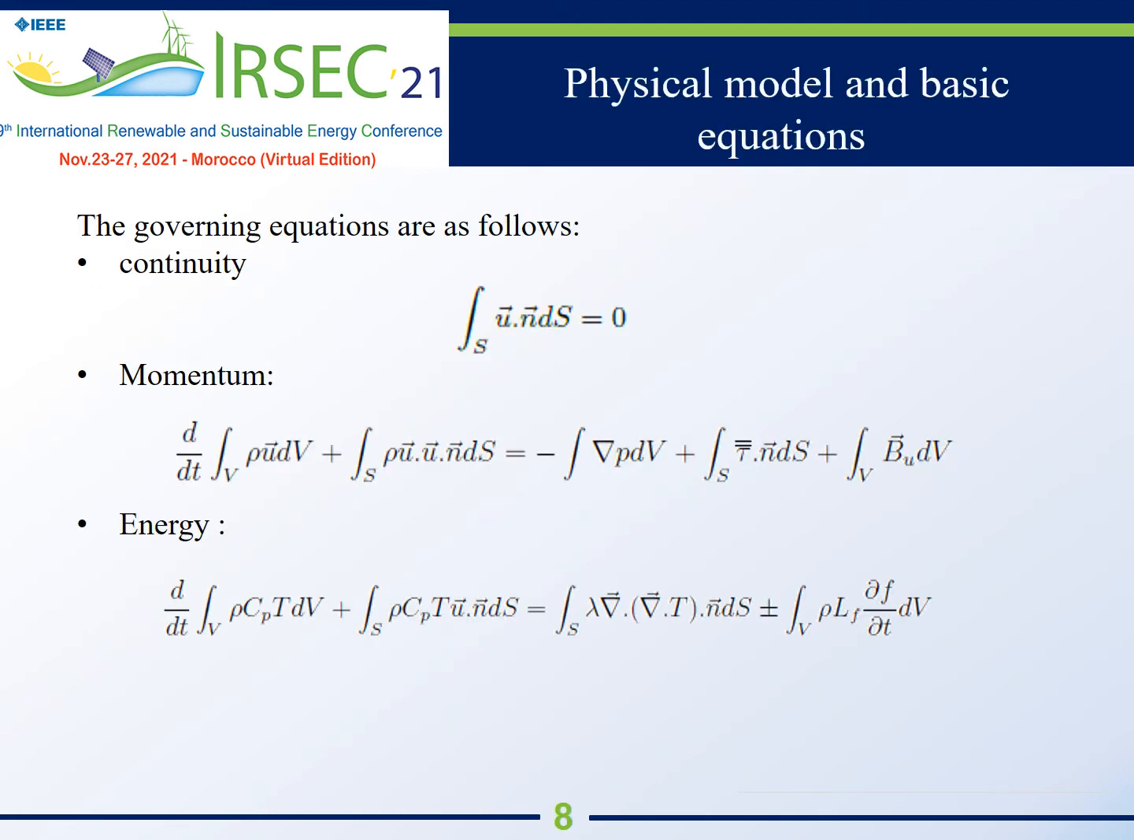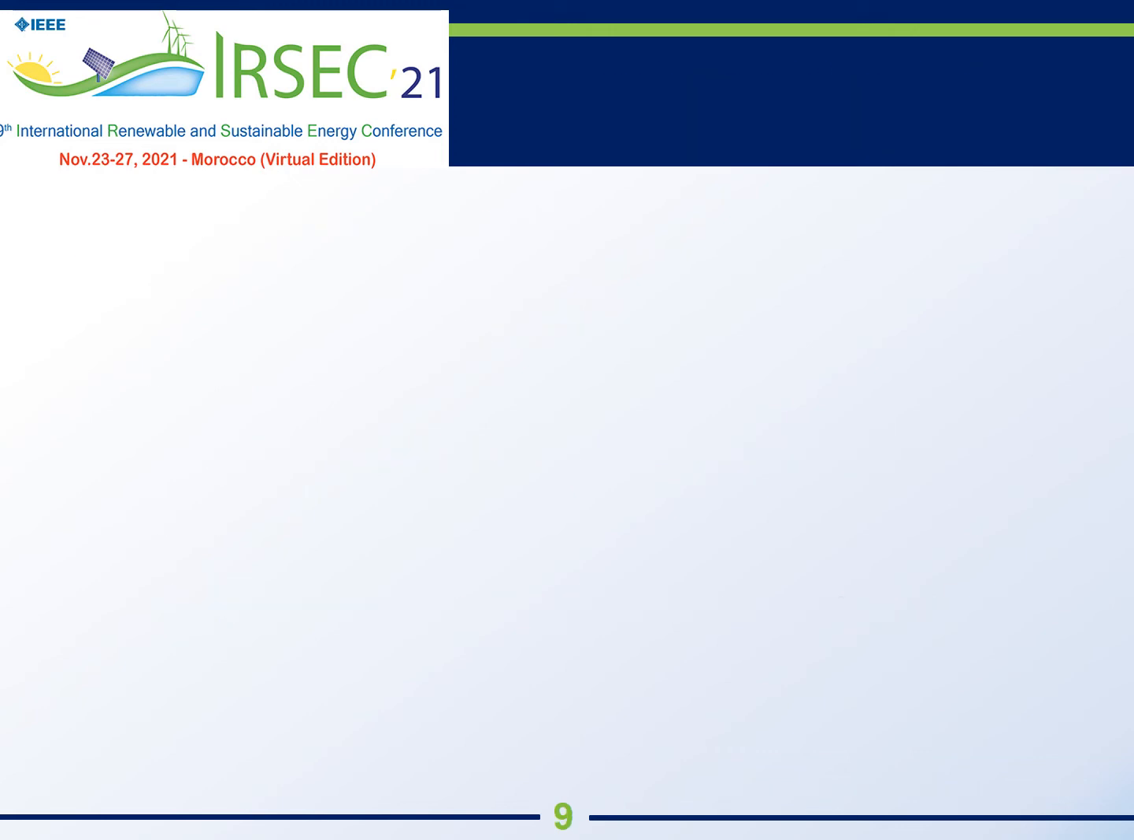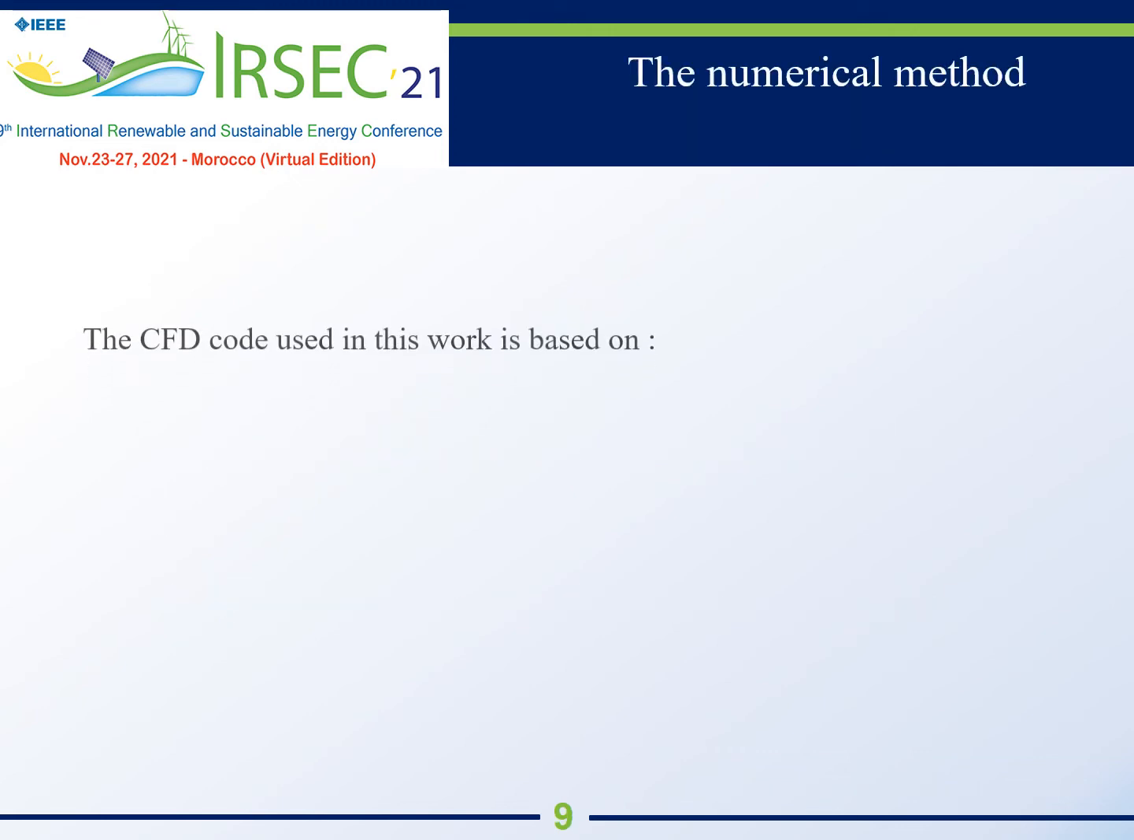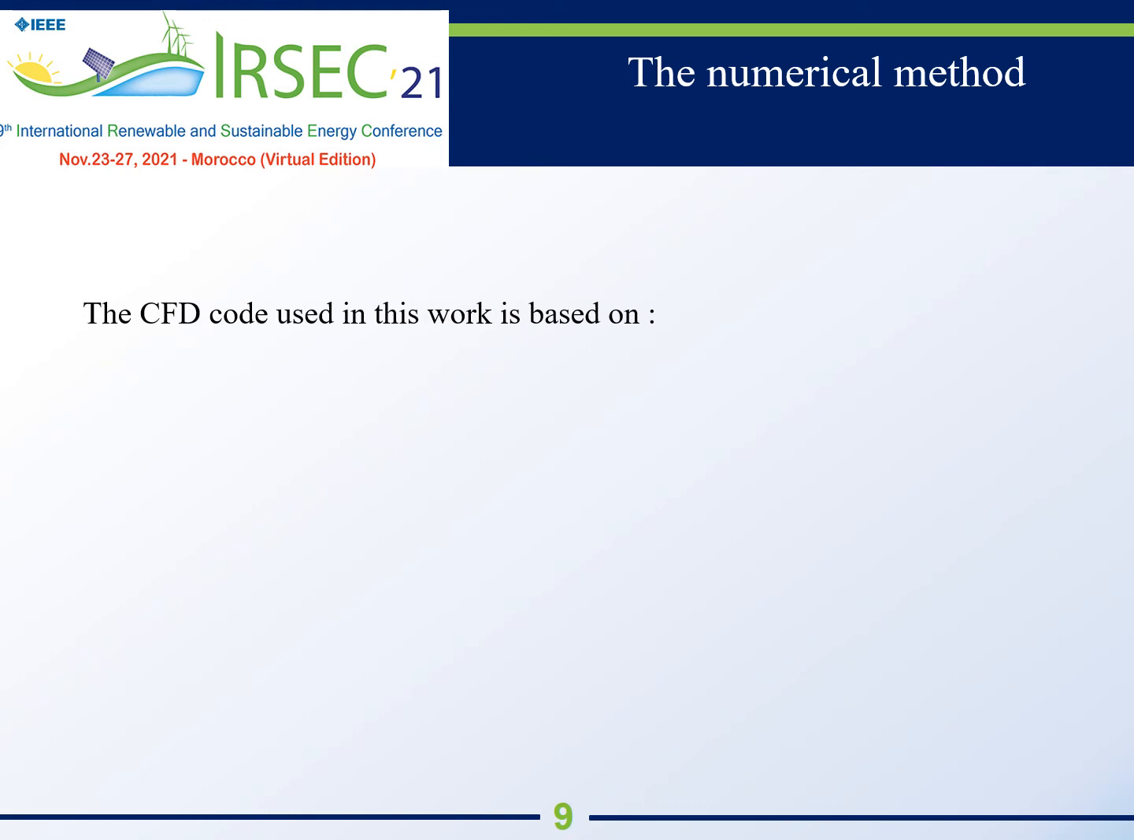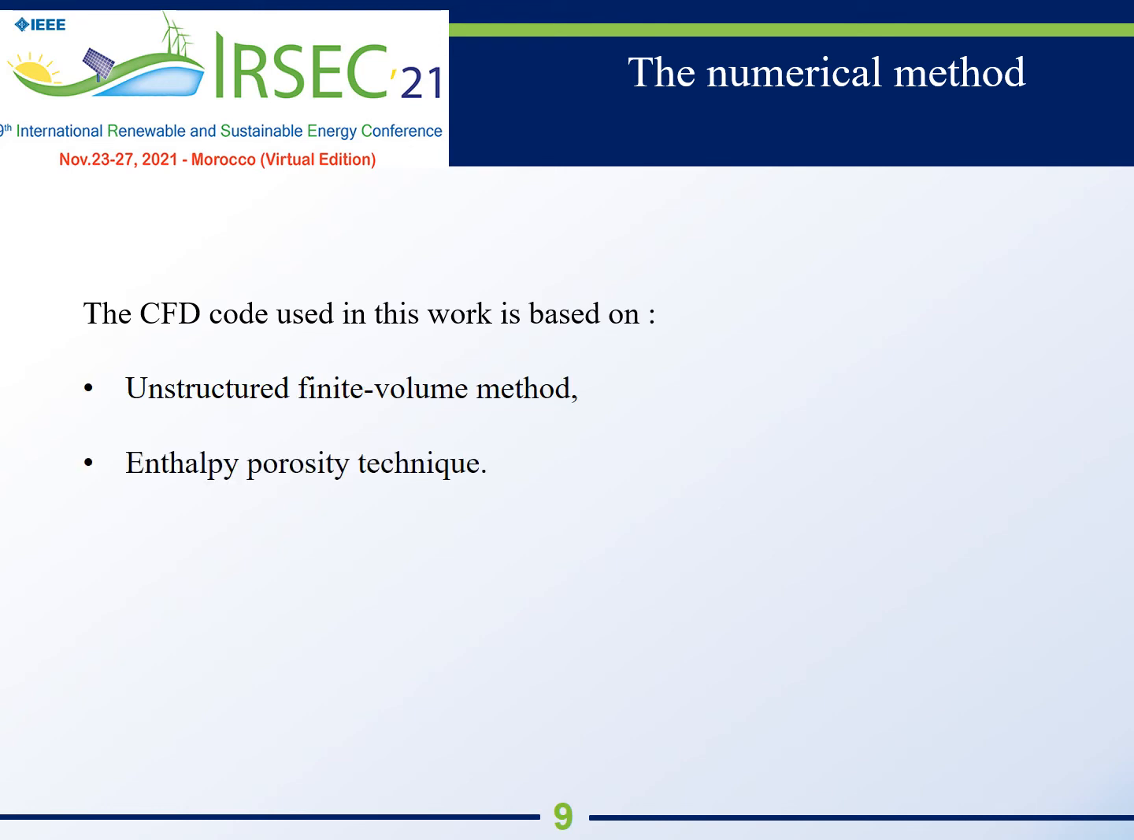The resulting governing equations, with consideration of the gravity effect, can be written as follows, taking into account the foregoing assumptions. The CFD code used in this work is based on the unstructured finite volume method and an enthalpy-porosity technique to solve for natural convection coupled to liquid-solid phase change.